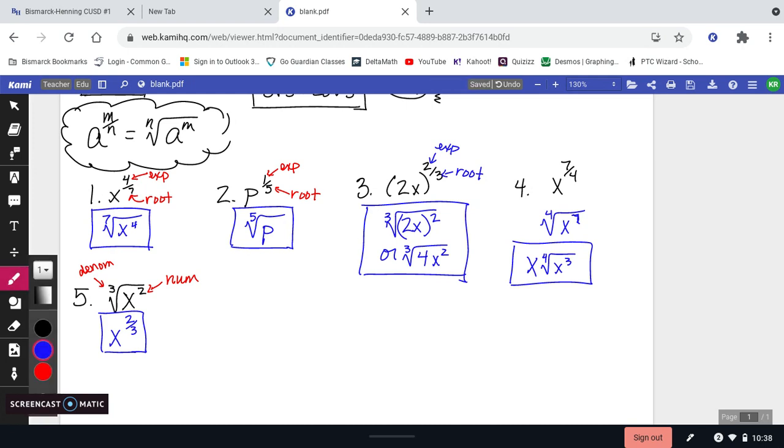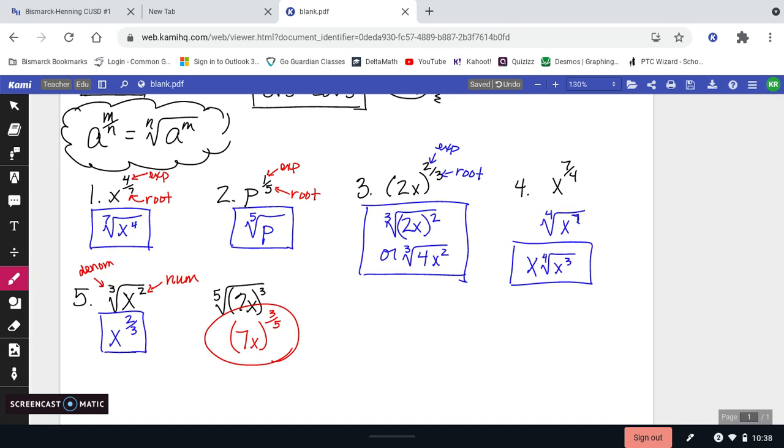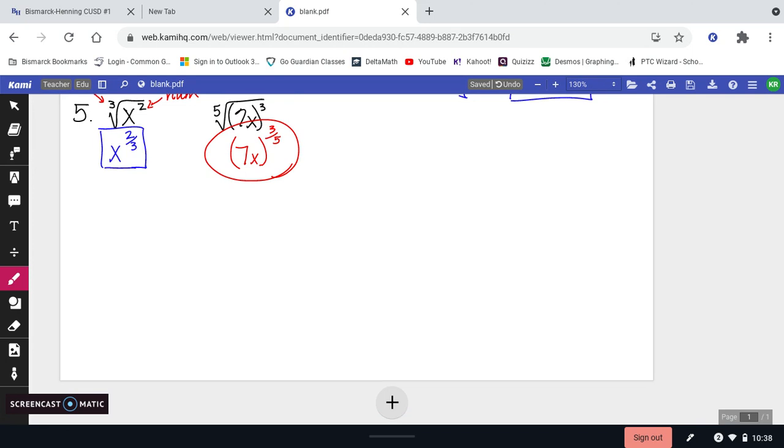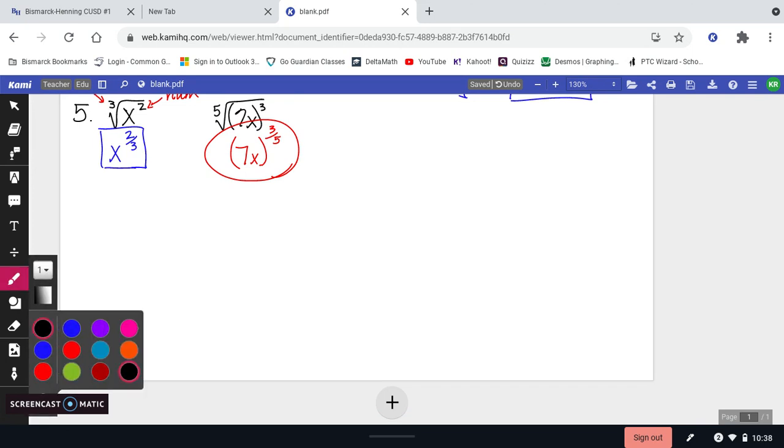Let's do one more of those just so you can see it again. If we have, let's say, the 5th root of 7x to the 3rd power, same thing. The root is going to become the denominator, and then the exponent becomes the numerator. So there's that one. One last item to look at is we also did a little bit of solving.